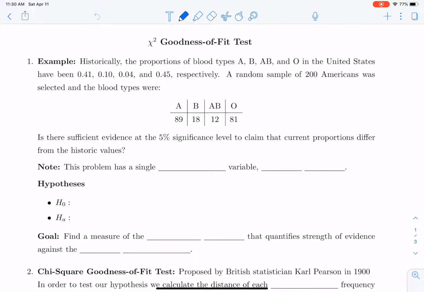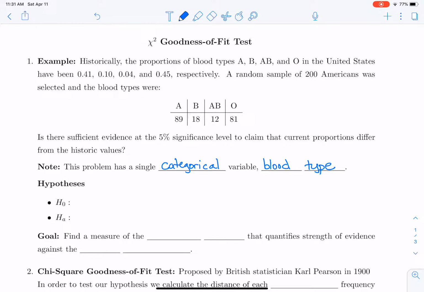Now, we've looked at population proportions before, but we've always looked at a single proportion or the difference between two proportions. Here we have four proportions that we would be looking at. So instead, we're going to note that this problem has a single categorical variable, and that category is blood type. So we have one variable, blood type, and it has four categories, A, B, AB, and O.